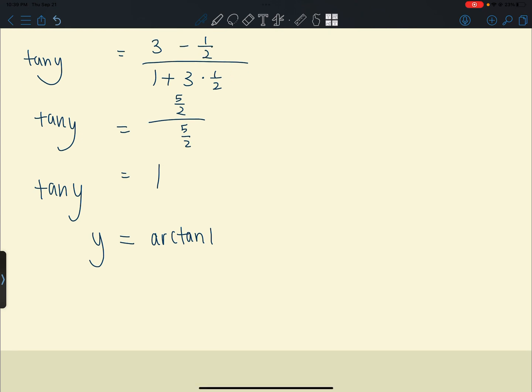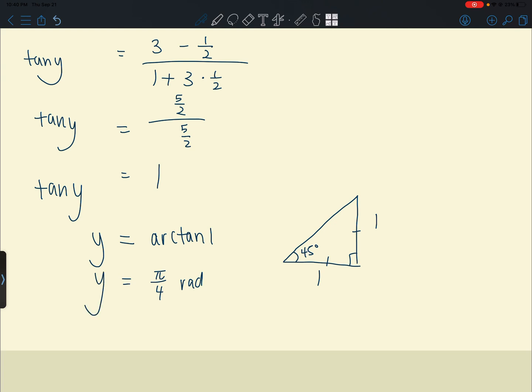So y equals arctan 1, and we do know what arctan 1 is because we know that opposite over adjacent must be equal to 1. So we know that this must be 45 degrees because it must be an isosceles triangle, right? So we know that therefore arctan of 1 is 45 degrees, also known as pi over 4 in terms of radians. So that's your answer.